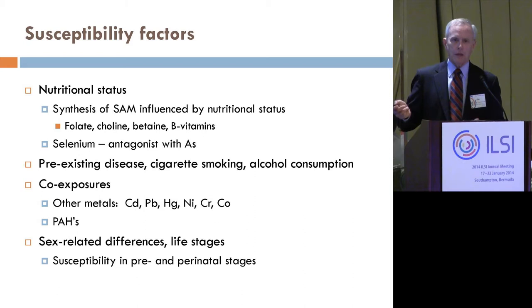I talked about pre-existing disease, hugely important. It's very complicated because, particularly in environmental exposures, there are many metals that are co-exposed, many of which are known to be, particularly if you're talking about renal disease, the role of cadmium and mercury in renal disease is well understood.